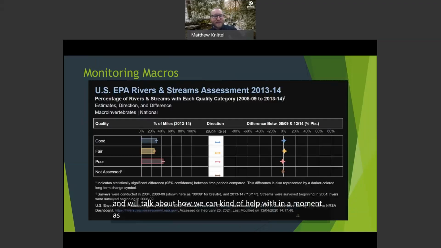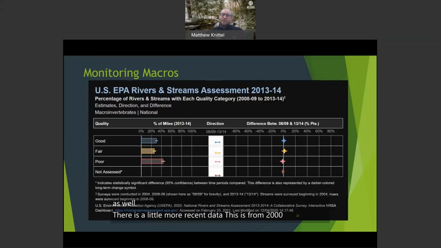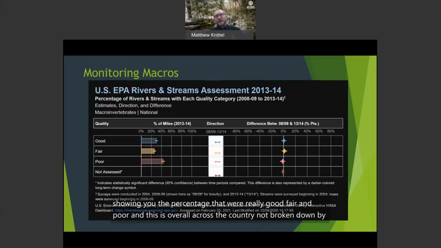There is a little more recent data. This is from 2013, 2014. Unfortunately, I couldn't find a nice little graphic like they had in 08-09, and so I'm providing you with this very scientific chart here. But you can see on the left-hand side of the chart, it's showing you the percentage that were rated good, fair, and poor. And this is overall across the country, not broken down by region. They did have it broken down by region, so you can go to the US EPA's website and look at all this data if you'd like.